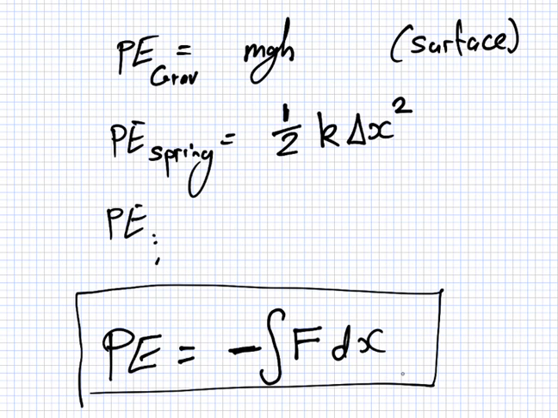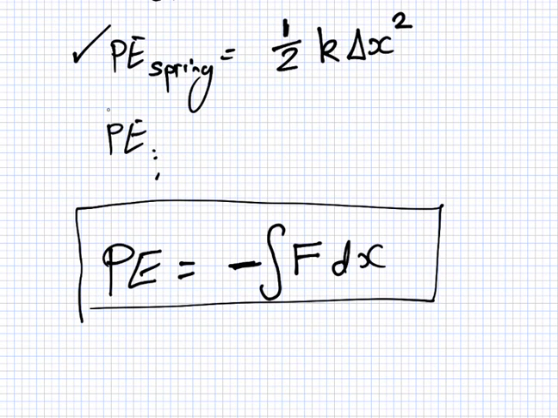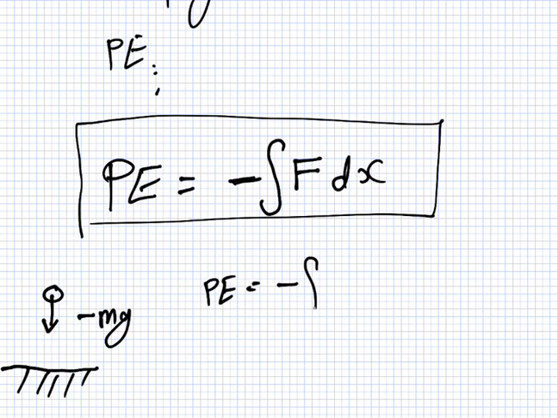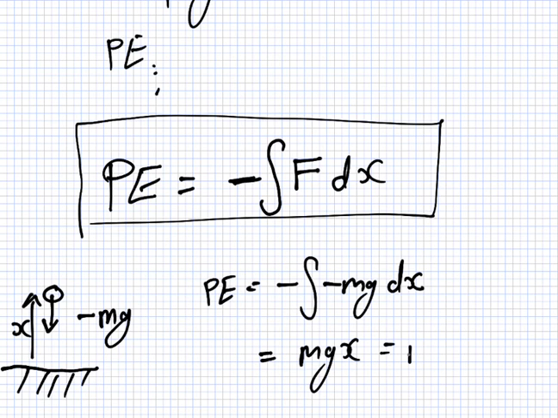And what I'm going to do is show you how we get this formula. So for example here, near the surface of the Earth, what's the force pulling down here? Yeah, minus mg if it's going down. So potential energy equals minus integrate minus mg dx. But mg is a constant. So what happens when you integrate a constant? You get x. So you get here mgx. But here what does x represent? The height. So you get mgh.